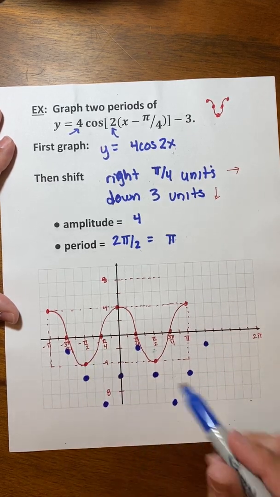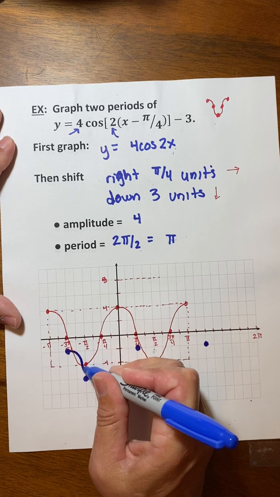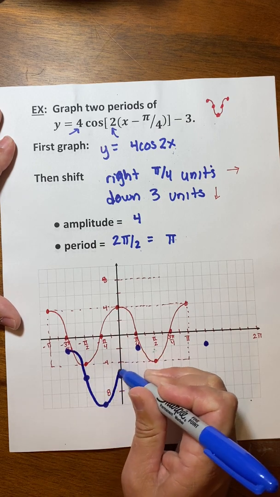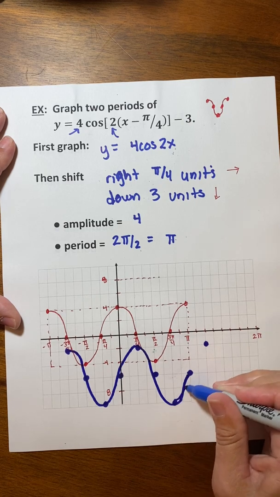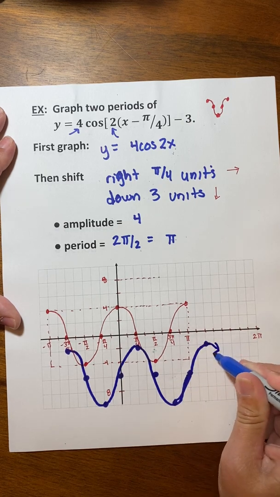So we can see the shape right here. It's going to do this. It's going to go down. It's going to go up. Whoop. There we go. And it's going to continue like that forever.